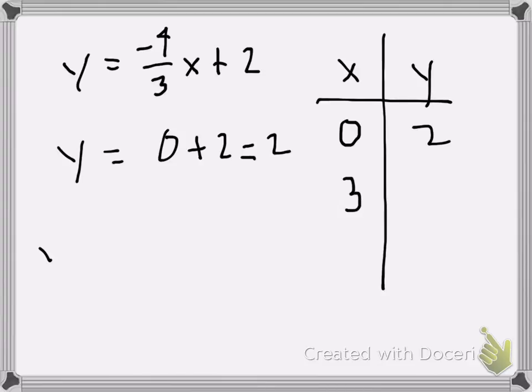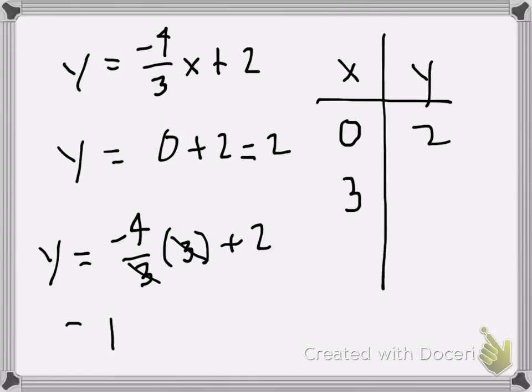And when I plug that in, I'll have y equals negative 4/3 times 3 plus 2, and in this situation 3 divided by 3 is equal to 1, right? The 3 on the top and the 3 on the bottom will cancel each other out, so I'll have negative 4 plus 2, can put those together and get negative 2. So (3, -2) is going to be the second point that I'm going to use to graph this. And really this is all you need to graph this on MyMathLab, these 2 points.